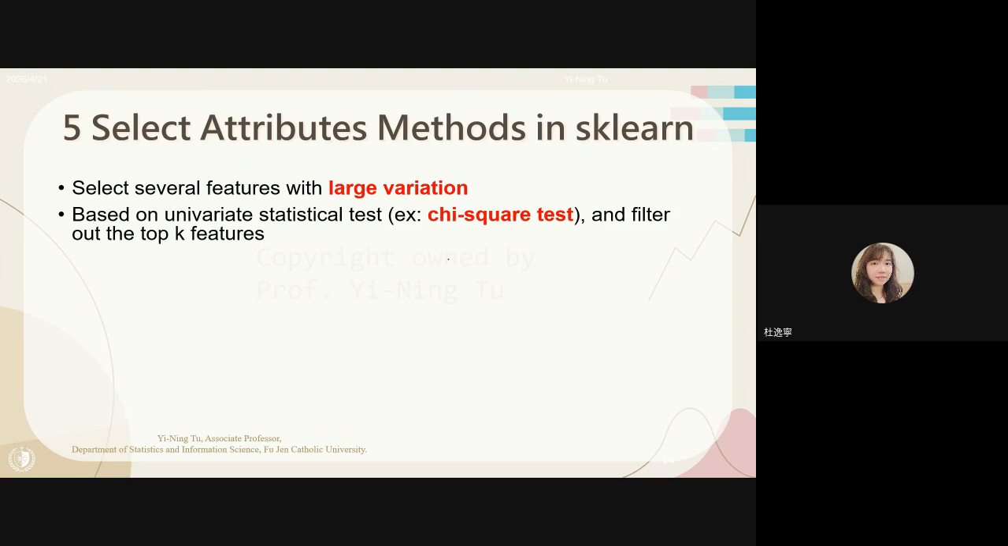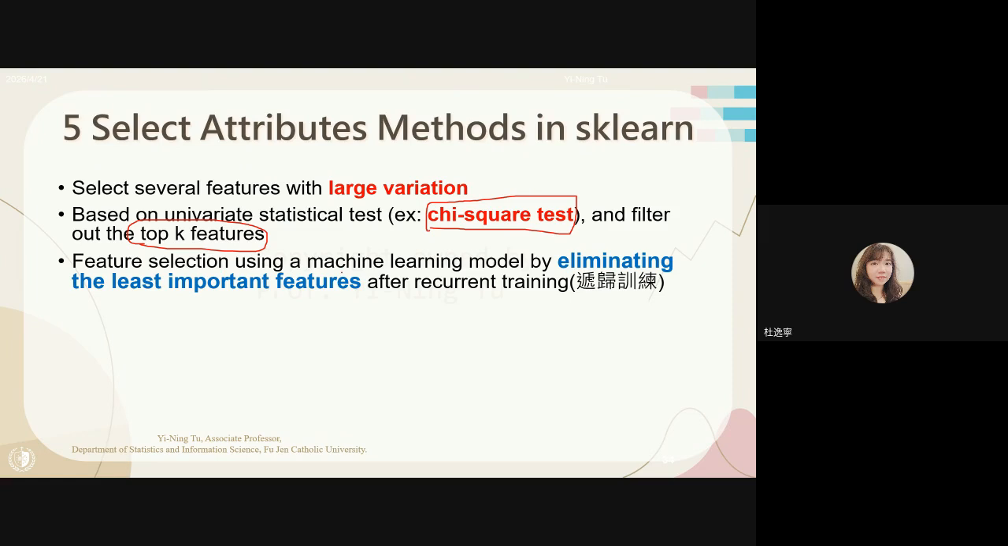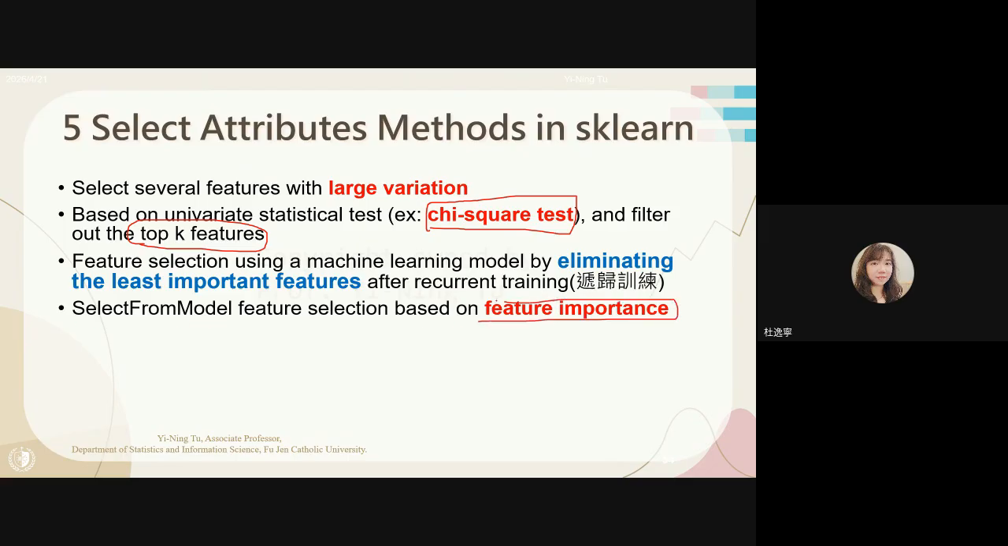刚刚我们用的是全变数，对不对？好，全变数没什么好讲，但我们可以用其他的方法。啊，全变数人和票就是基因跟 entropy 而已。但是我们可以用什么 statistical test、chi-square test，用卡方分配法去决定最强的变数。怎么做？Feature selection using the machine learning model by eliminating the least important features after recurrent training. Select from model feature selection based on feature importance.